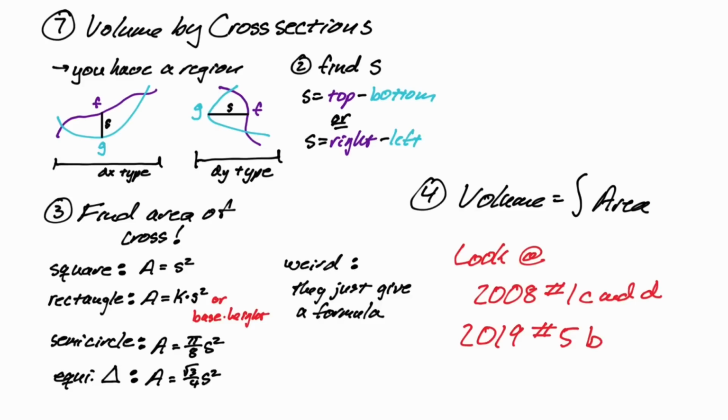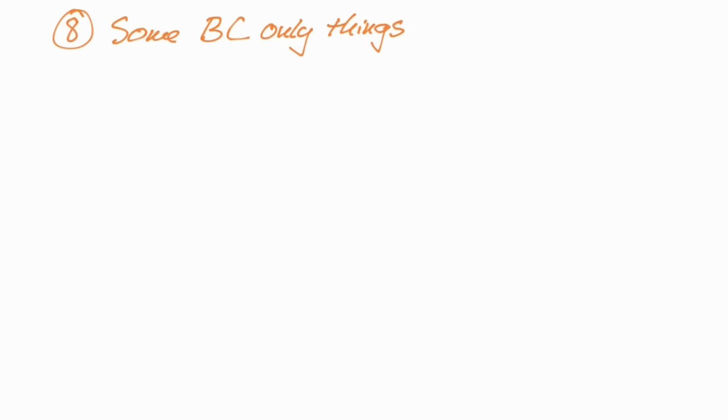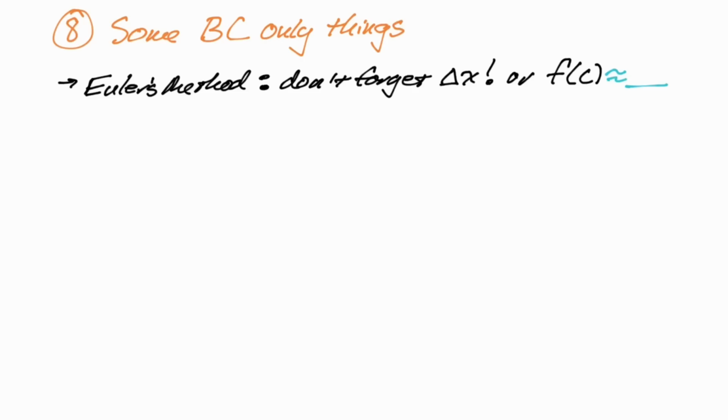I'm going to move on and talk about some quick hits on BC stuff that people make mistakes on. So let's take a look at that. Okay, so the BC only stuff. Mostly just going to tell you what not to screw up here. So first thing, Euler's method. Don't forget the delta x. I see people do that all the time.